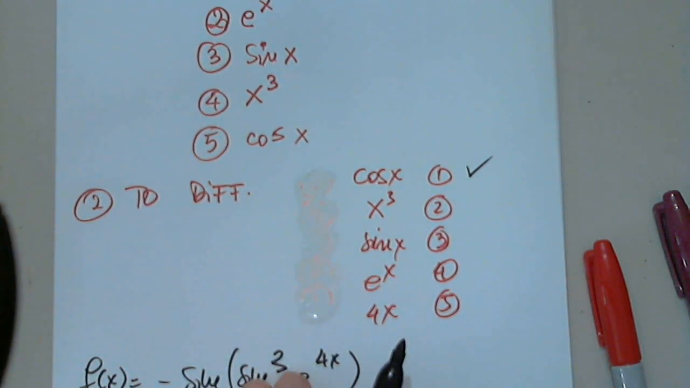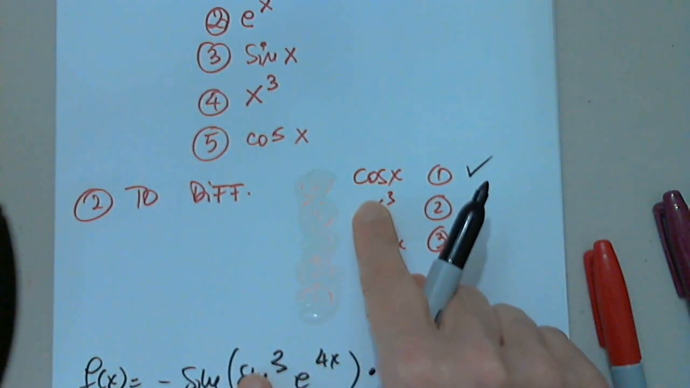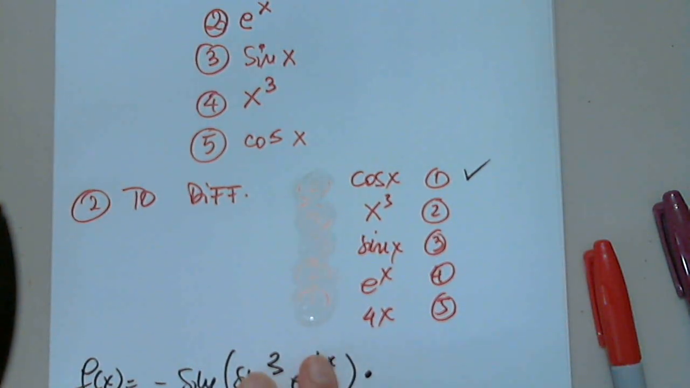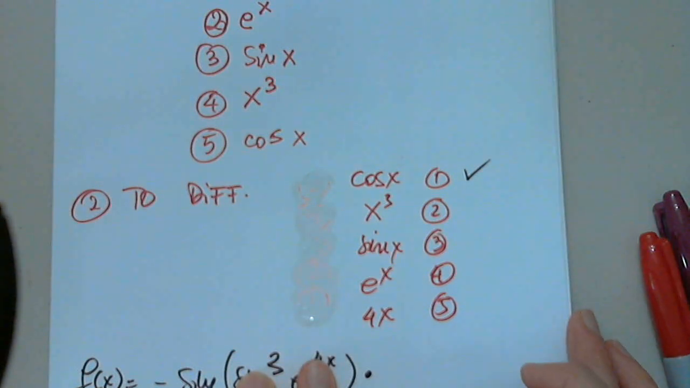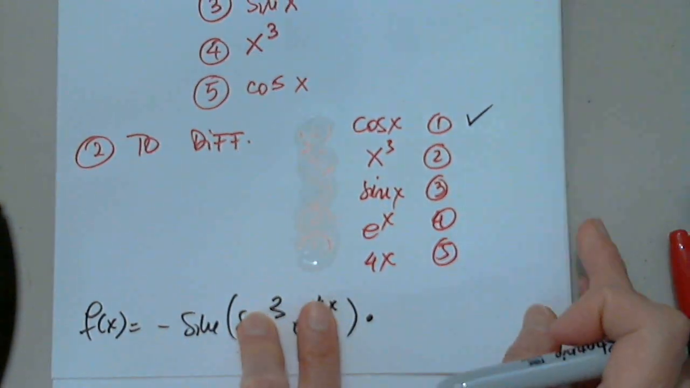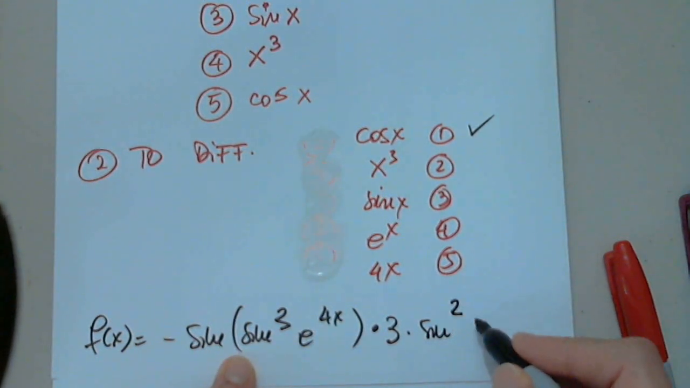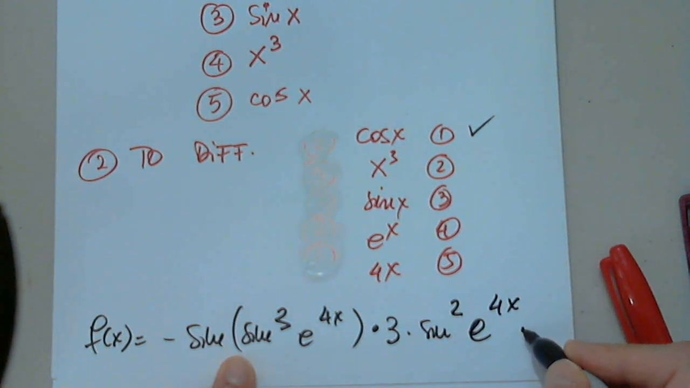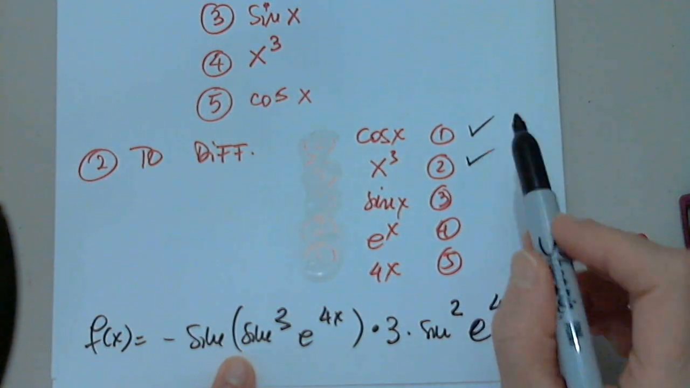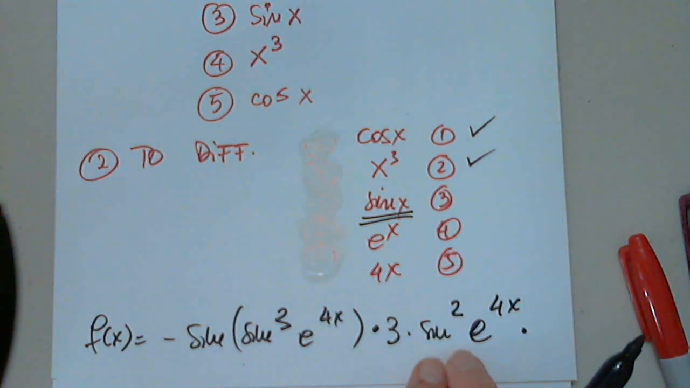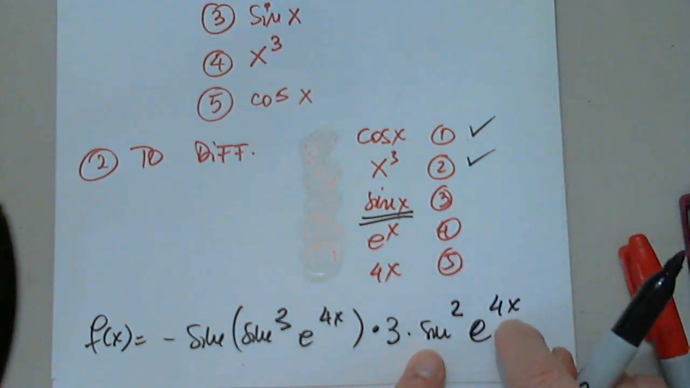Now I have to differentiate the power. I'm differentiating power times. I have a function to power 3. How do I differentiate this function to power 3? What do I get? 3 times the function in the center. Exactly. Sine squared of e to 4x times, so this is done. Now I have to differentiate sine. Cosine. Cosine of e to 4x.